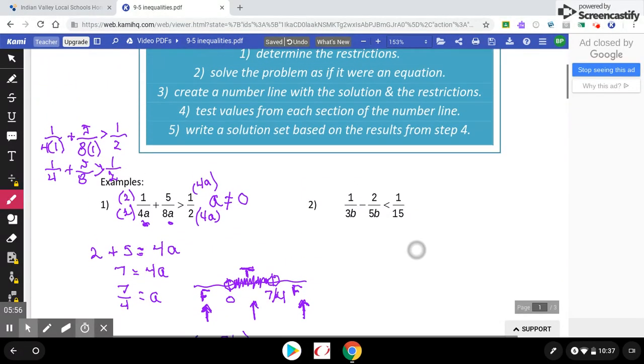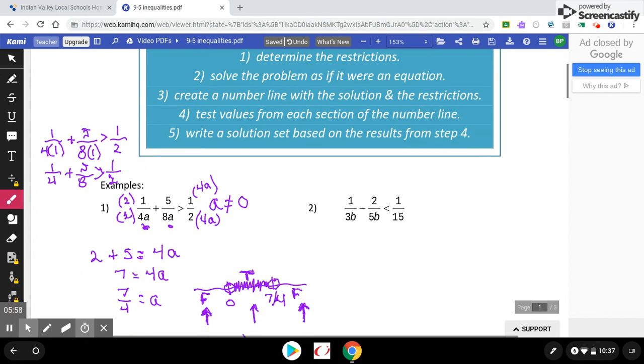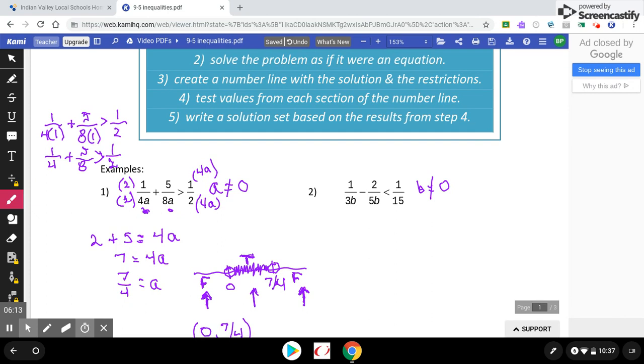All right, problem number 2. Let me scroll back up. Show you step number 1 says determine the restrictions. So you really need to do that first. Well, this guy's the same as the last guy for all intent purposes. And I cannot have a 0 on the bottom because if I do, 3 times 0 is 0. That's a no-no.